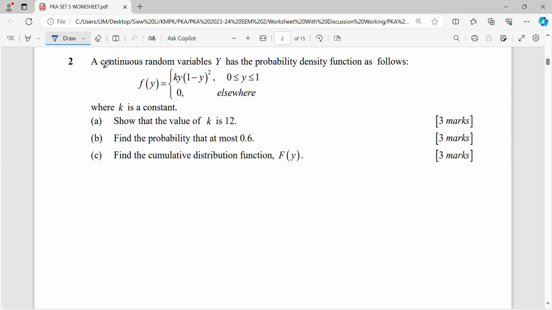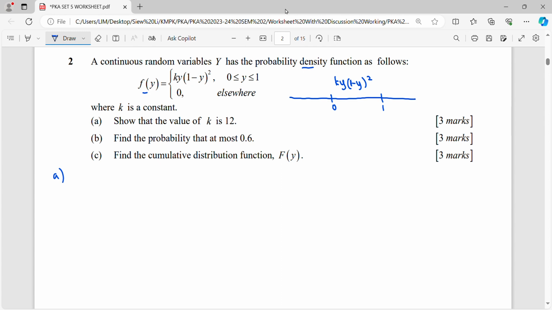For this question, a continuous random variable y has a probability density function, small f, as follows. For a continuous random variable, we draw out our interval 0 until 1. Our function will be ky times (1 minus y) squared. Then for the first part, showing that k is equal to 12.